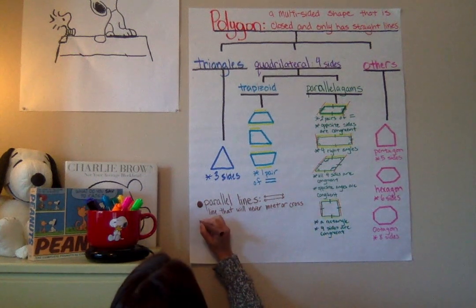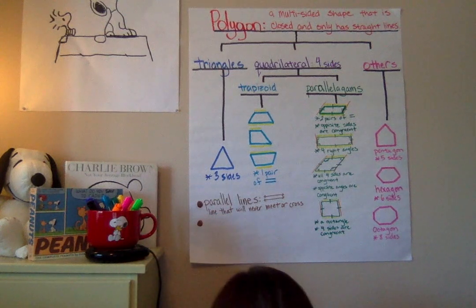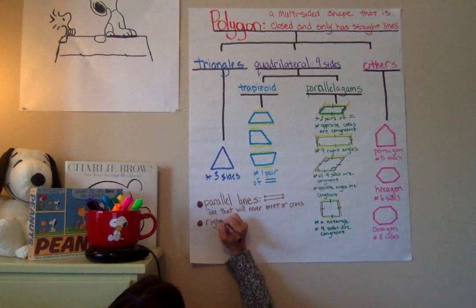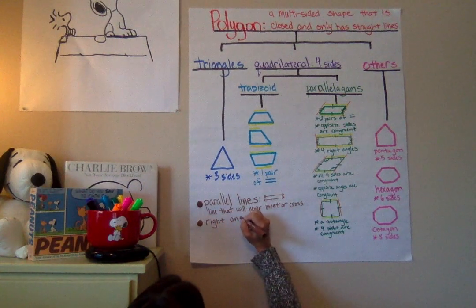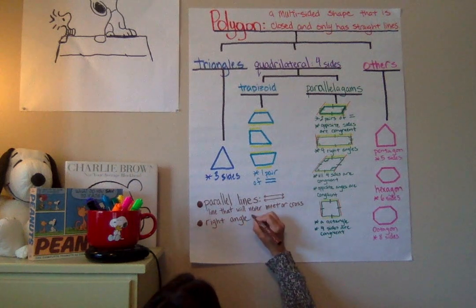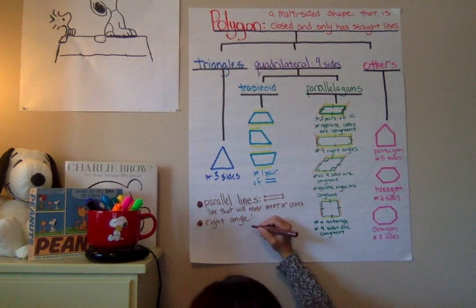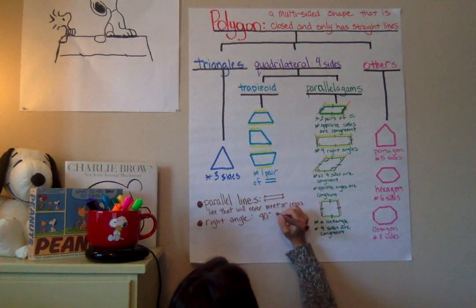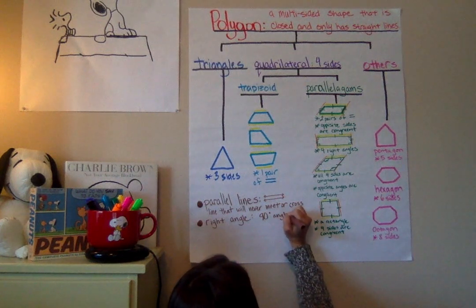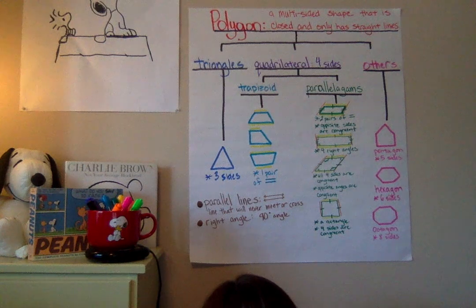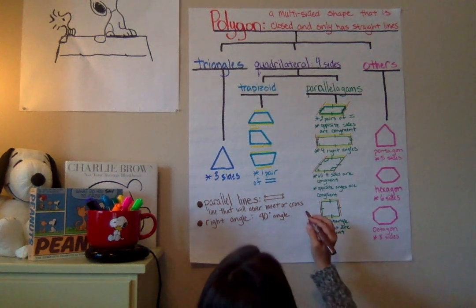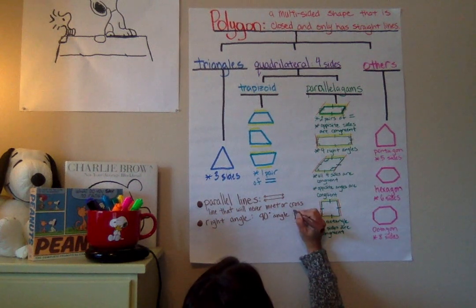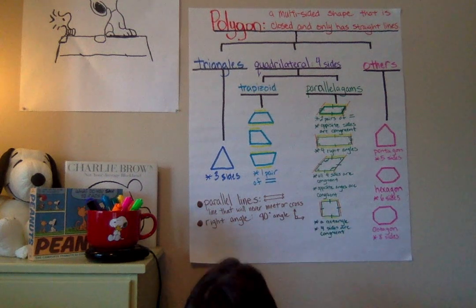Okay, our next vocabulary word here that we used a lot is right angle. Okay, a right angle has 90 degrees. 90-degree angle, okay? And a 90-degree angle looks like this. Remember the little square in the corner.